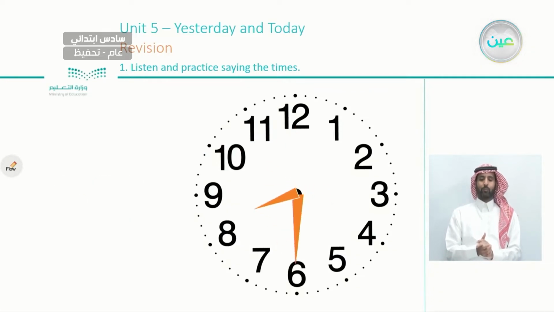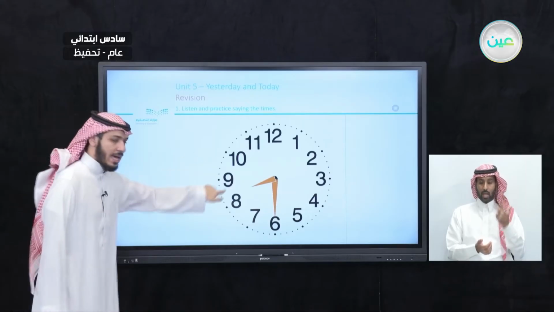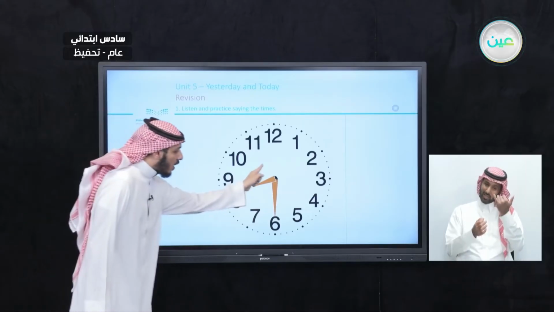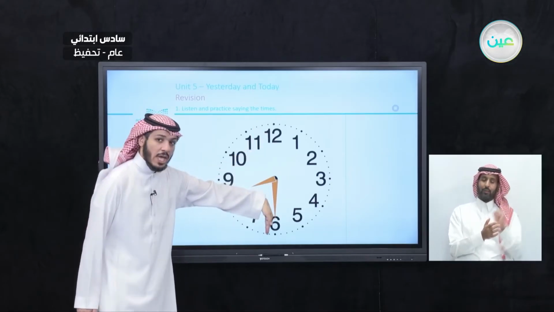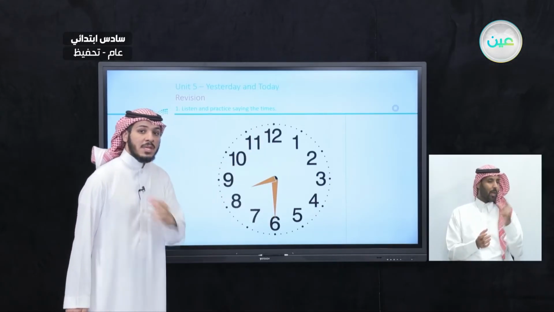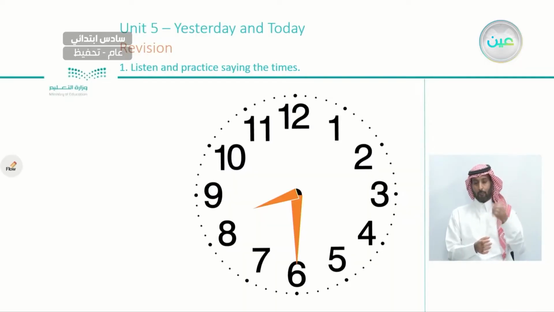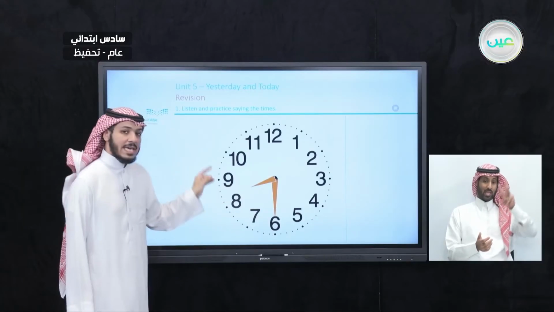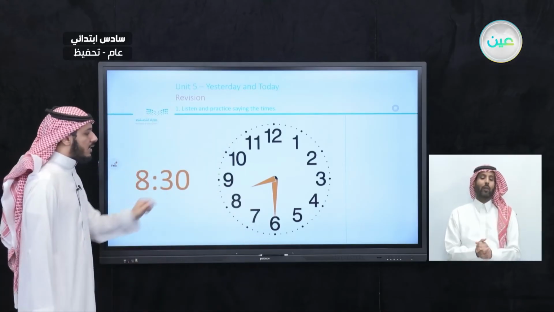Okay. What about this? What time is it here? It's 8. Now, the long one is not on 0. It's on number 6. Okay. How many minutes do we have here? So we have 5, 10, 15, 20, 25, 30. So what is the time here? It's 8:30. Excellent.